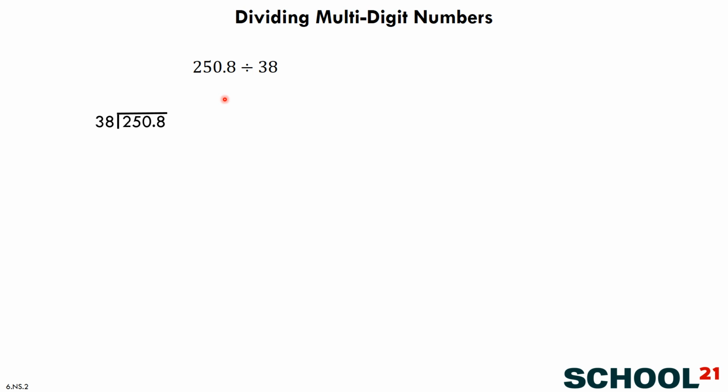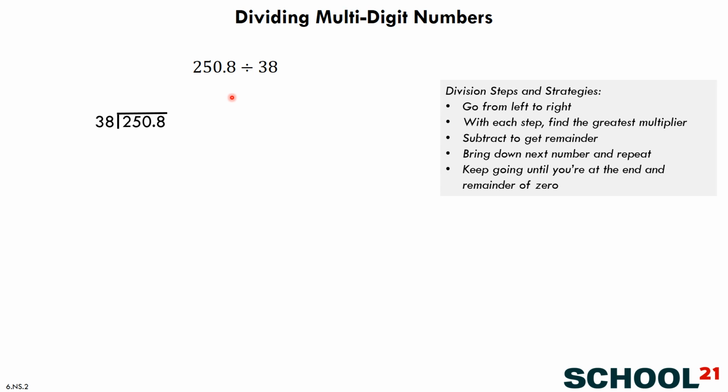So now let's just review what the steps are here. When you divide, what you're doing is you're first going from left to right. So you're going to put numbers going this direction here, not the other way around. And with each step, you're going to find the greatest multiplier. And then you're going to subtract to get a remainder, bring down the next number, and keep going until you're at the end and you have no remainder left at all. Or in other words, a remainder of 0. Do you remember that? Yeah. Okay, good. So let's go ahead and start.